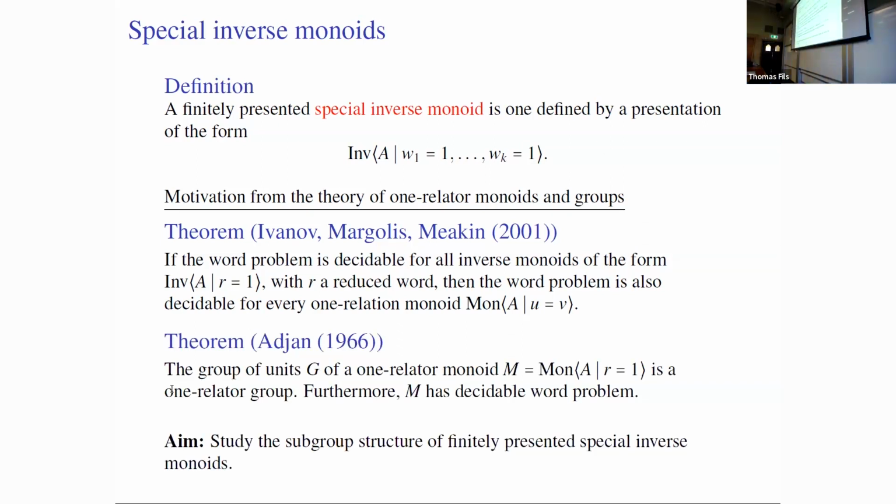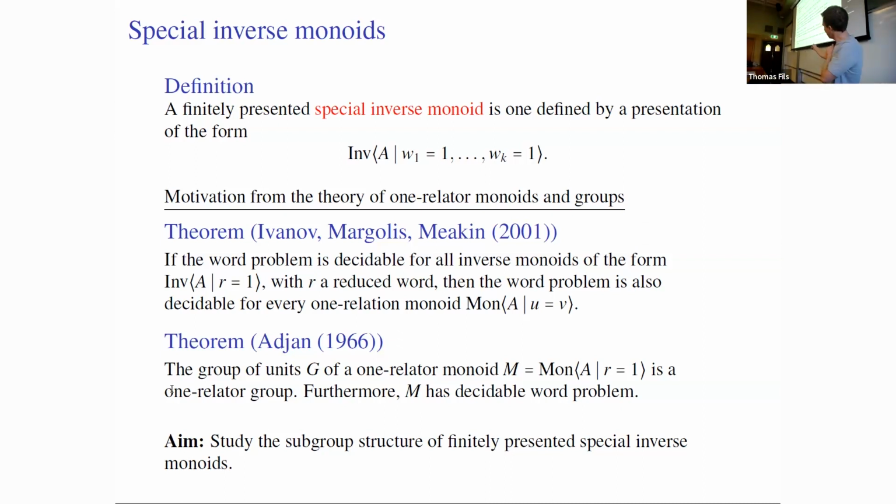And then why might you think you're happy to try and solve that? Well, for monoids, the special case is solved. There is a lot of information on this slide. So if you go to monoids, it's open in general, but when you do R equals 1, that is solved. That was solved by Adyan a long time ago.